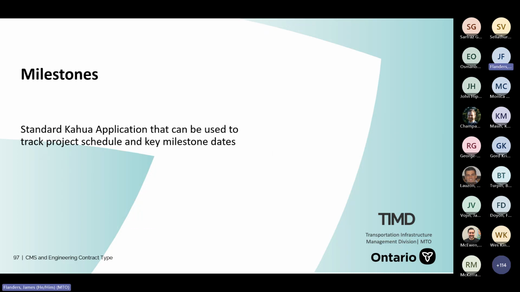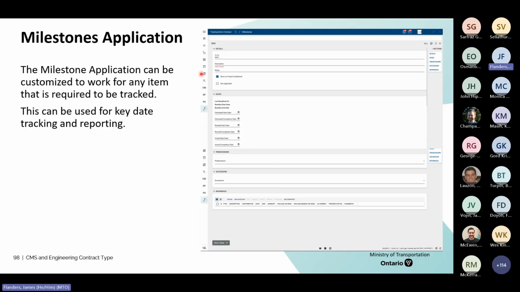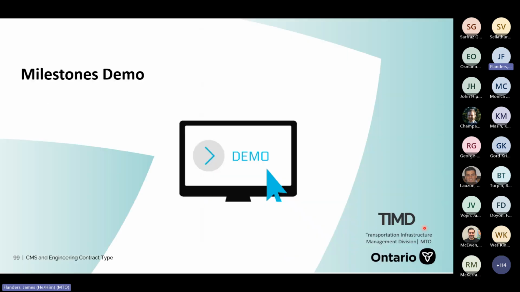So the Milestones app is what I sort of showed as our quick demo earlier. Milestones, again, is just meant to be used for anything that wants to be tracked, any key date or reporting information. And you can have predecessors and successors. I already did a quick demo on it, so I'm actually going to skip the demo.